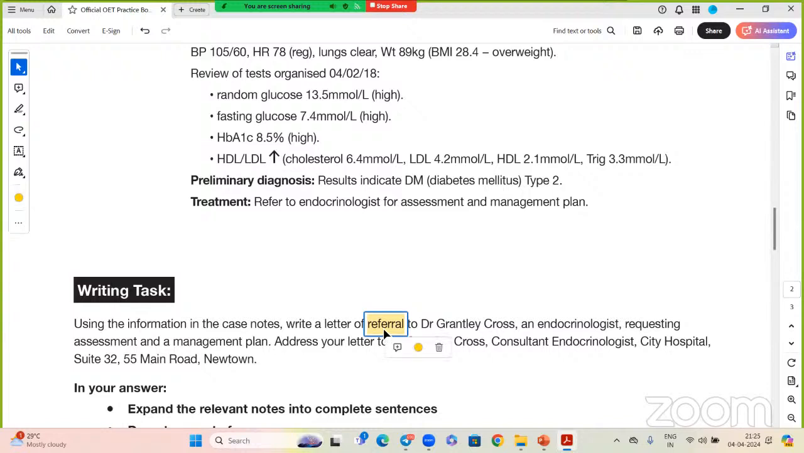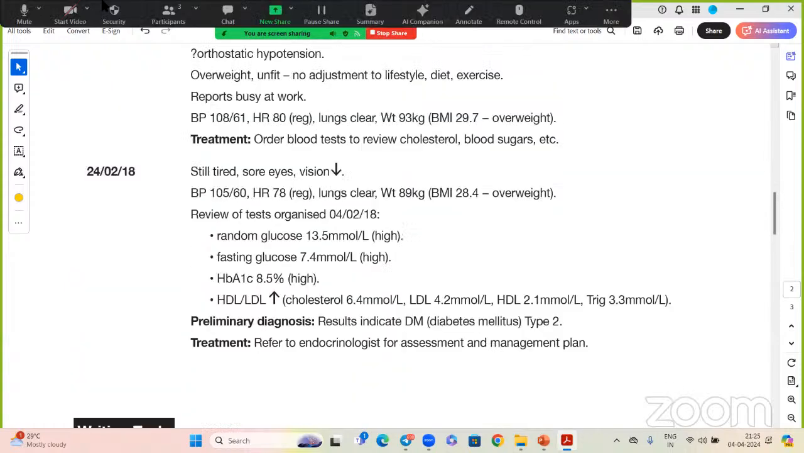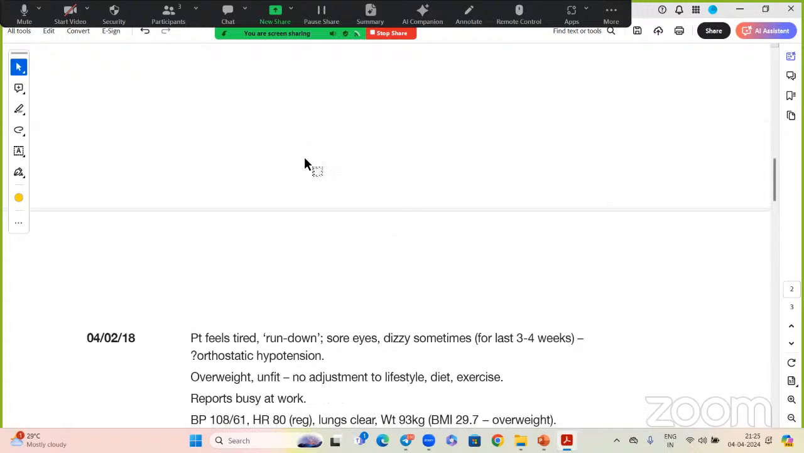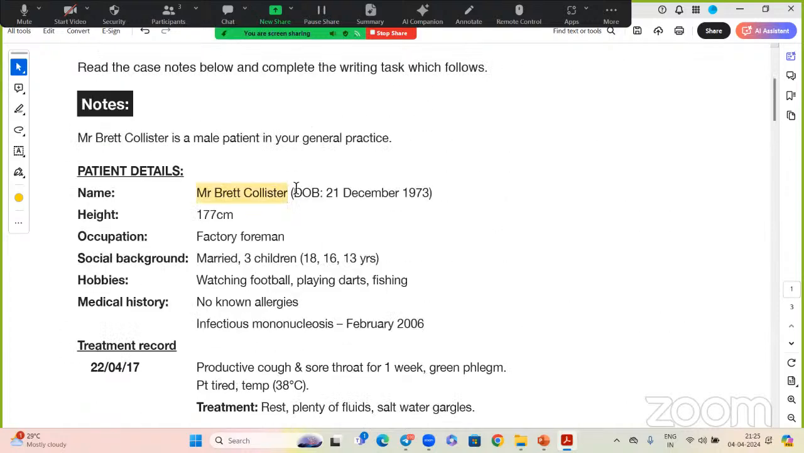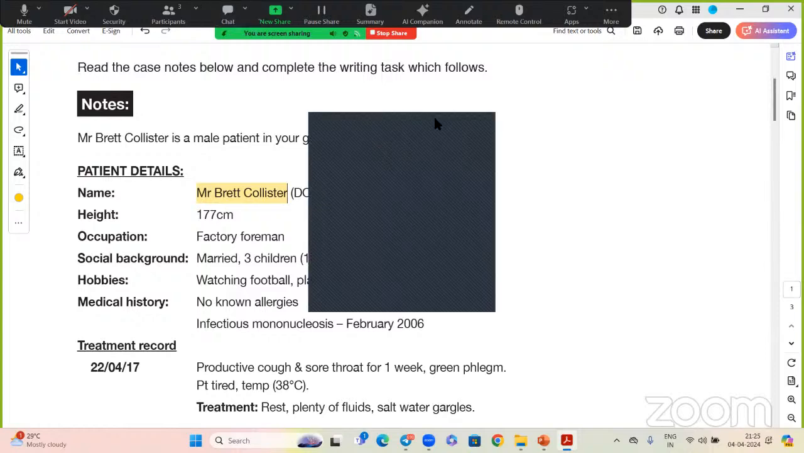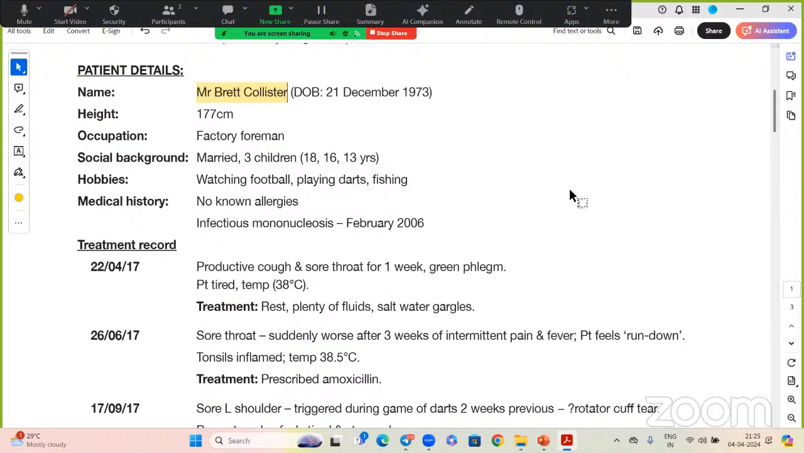So this is a referral letter. So how will you write this introduction? Write one sentence. How will you start the letter? So Brett Collister, referral letter. What are the various types of writing a referral letter? What are the different types of writing a referral letter?